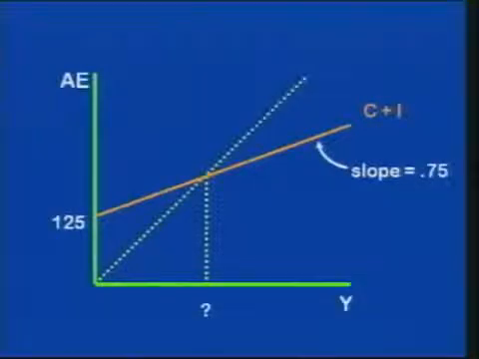So on our graph then, what that represents is this C plus I curve is a line with an intercept of 125 and a slope of 0.75. And our question is, what is the equilibrium?